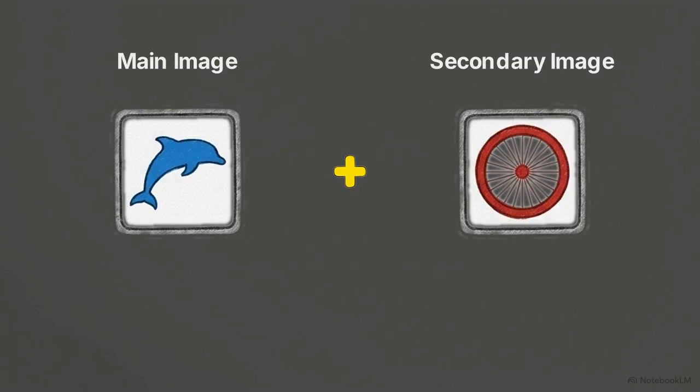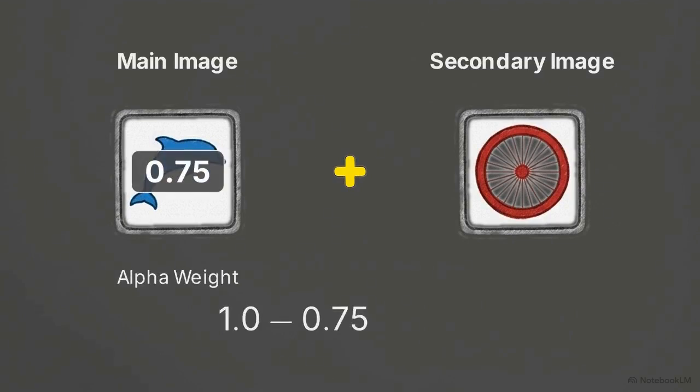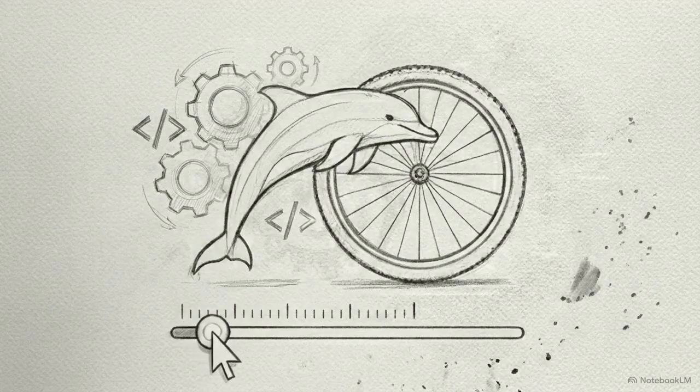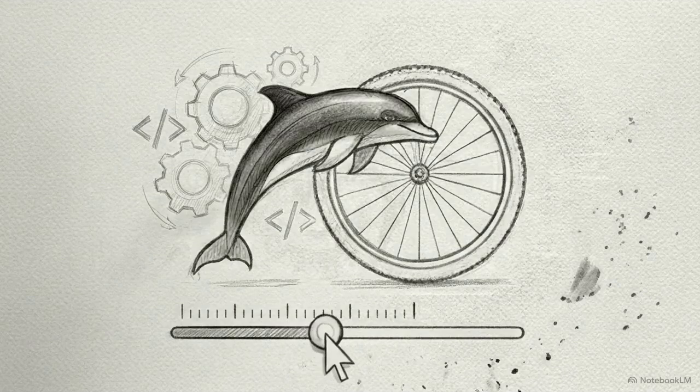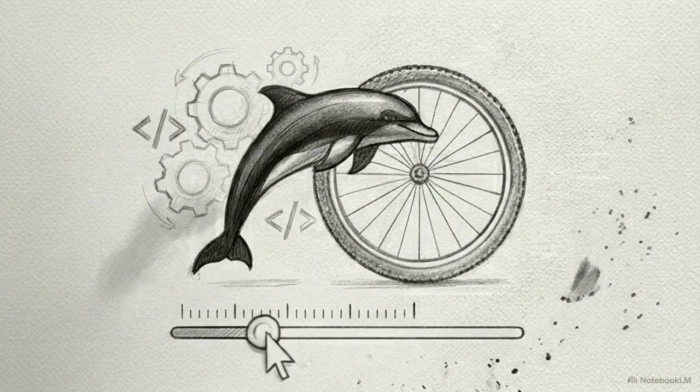So the core mechanic always stays the same. You pick an alpha weight for your main image, and you give the exact remainder of 1.0 to your secondary image. This simple balancing act is the universal rule for combining digital media without corrupting the brightness of the final product. Let's put this into practice.